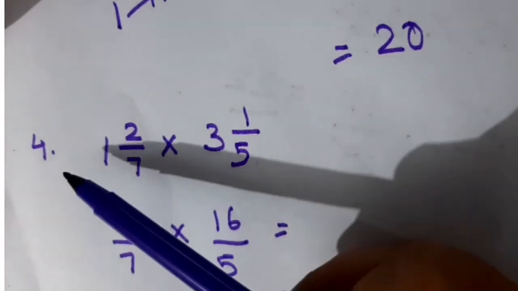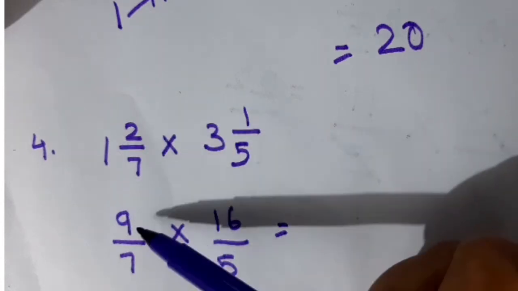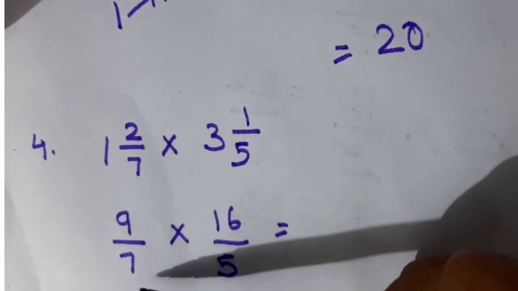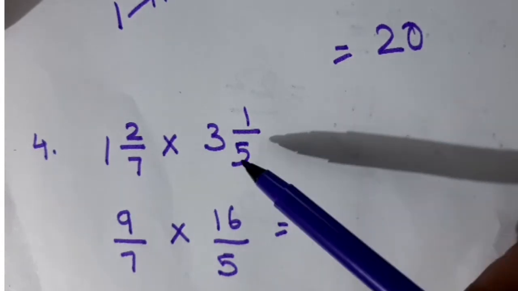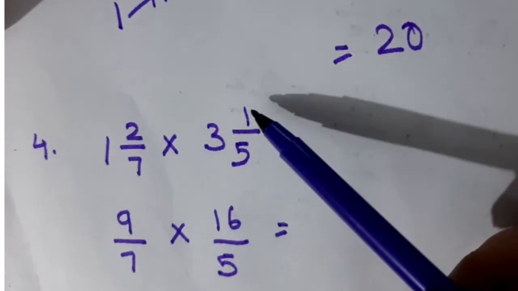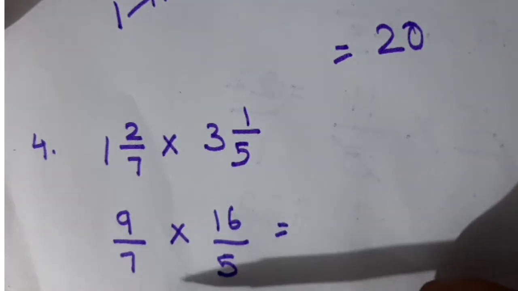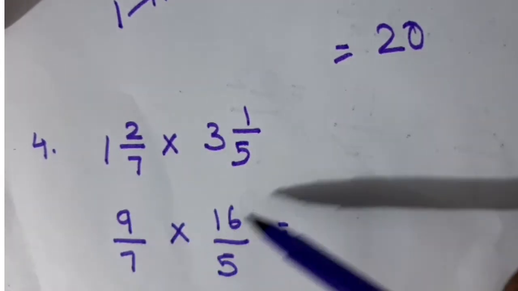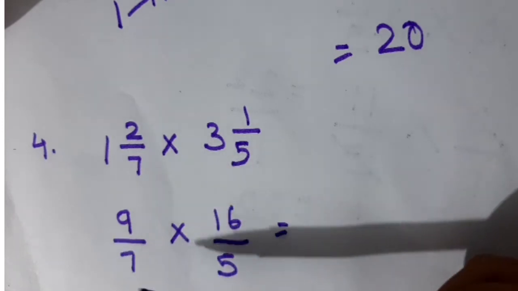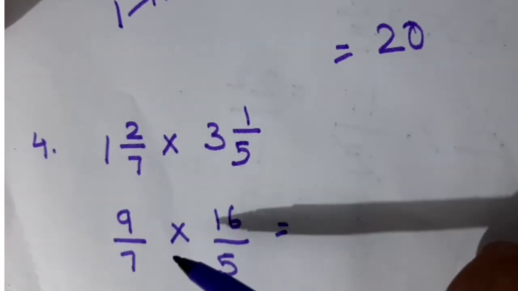So 7 ones are 7. 7 plus 2 is 9. So my first fraction will become 9 by 7. Second one, 3 fives are 15. 15 plus 1, 16. My second fraction will become 16 by 5. Now I cannot cancel any number here. Why? Because all the numerators and denominators are co-prime.